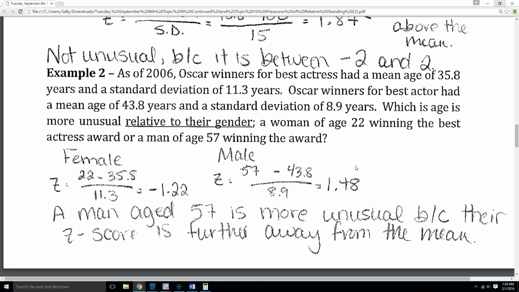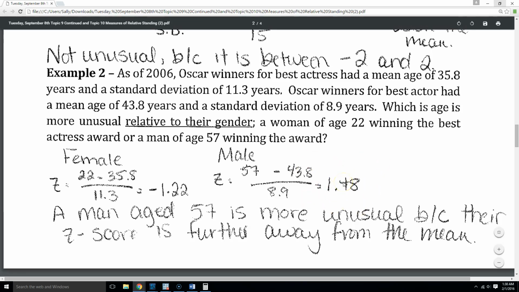So when the question asks which is more unusual relative to their gender, the male is actually farther away from their norm. Their norm is 43.8. The female's norm is 35.8. So to compare these, we have to take the whole picture into account.